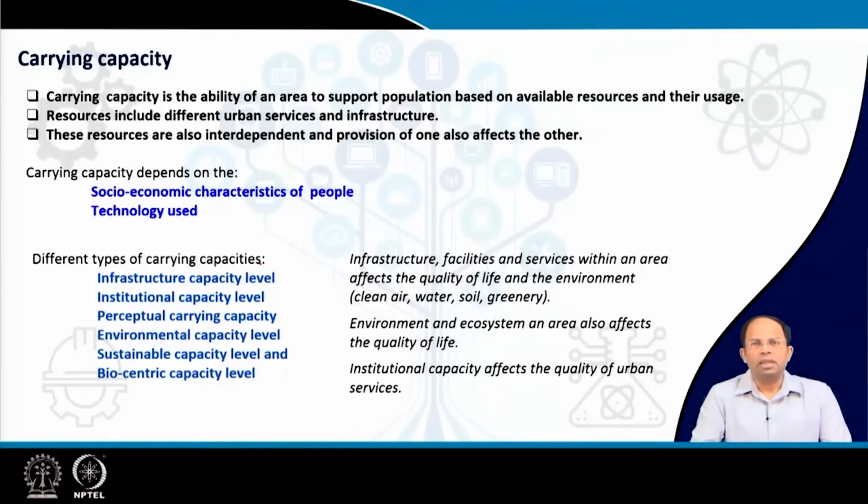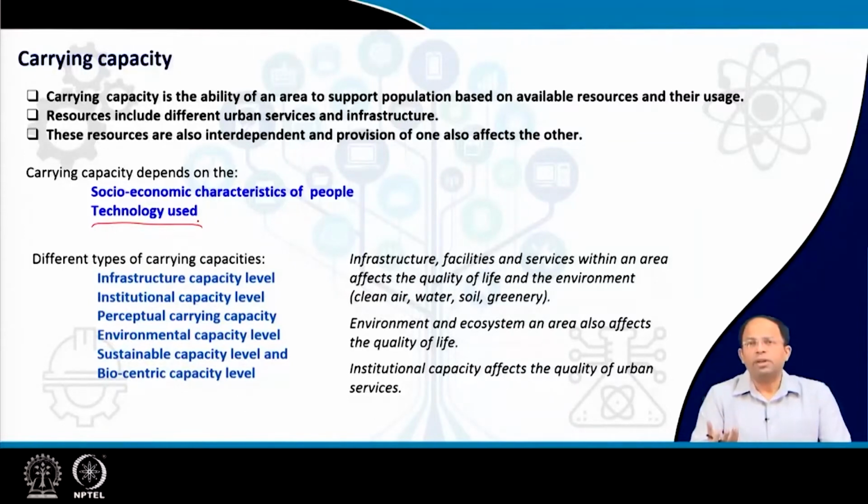So carrying capacity also depends on the socio-economic characteristics of the people and the technology used. Now, certain technology is more efficient. So if that more efficient technology is provided, automatically I may be able to cater to more number of people, right? So for example, in case of transportation system, if I provide a metro rail, automatically I increase the carrying capacity of people along a particular corridor. So more number of people can stay near that corridor, and I can increase the FAR along that particular corridor.